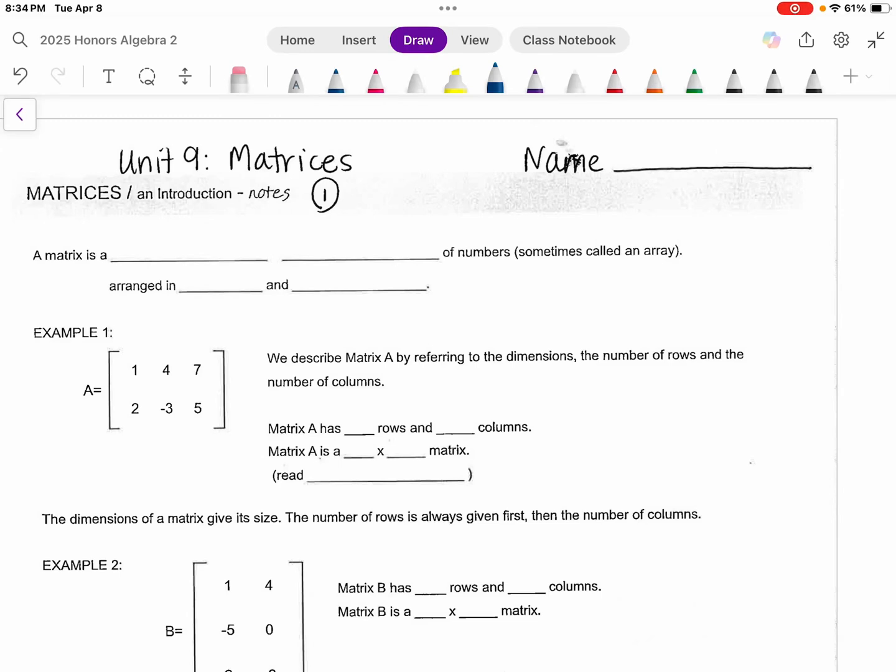All right, so in this video, we're just going to talk about the basics of matrices. I have this split up into 3 different videos to hopefully make it go a little bit easier. So first off, what is a matrix?